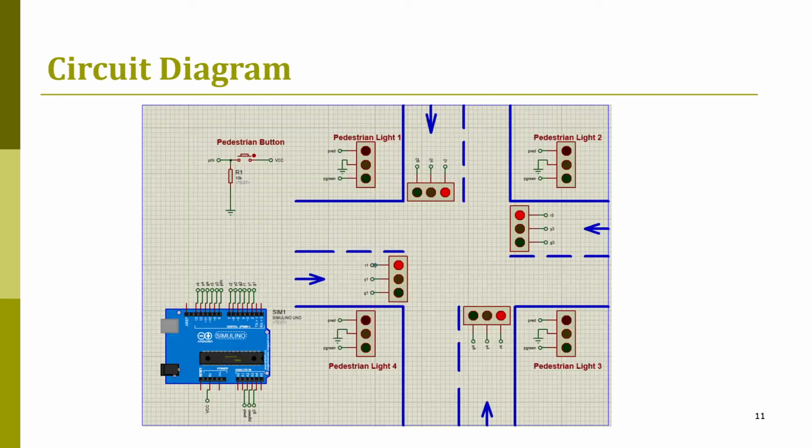Next slide, please. Circuit diagram. So this is the circuit diagram of our project implemented in Proteus. Here you can see the four traffic lights which are currently red and the four pedestrian lights in the four corners which are labeled accordingly. This snapshot was taken before the simulation started running. There's also a pedestrian button in the corner used to light up the pedestrian lights and the Arduino which we used to link the code. Next slide, please.